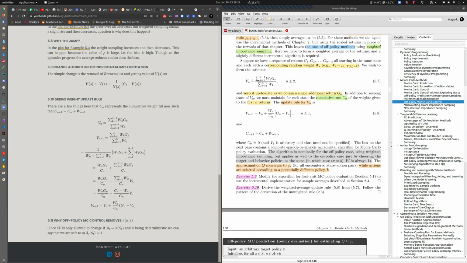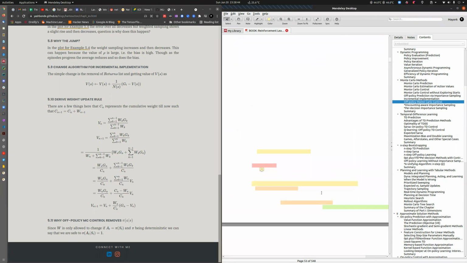So the derivation will be the same, just the pattern is different, with the changes in the unweighted rule example from 2.3.